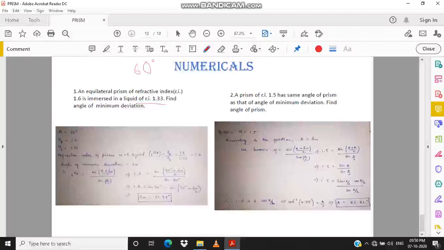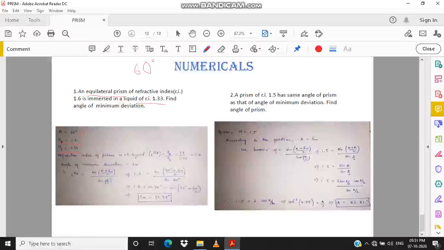So what we have here is the angle of the prism. What is the angle of the prism? We know that an equilateral prism has 60 degrees, all of its sides at 60 degrees, so the angle of the prism will also be 60 degrees. The refractive index of the prism is 1.6, already given, and the refractive index of the liquid is 1.33, also given. Now we need to calculate the refractive index of the prism with respect to the liquid.